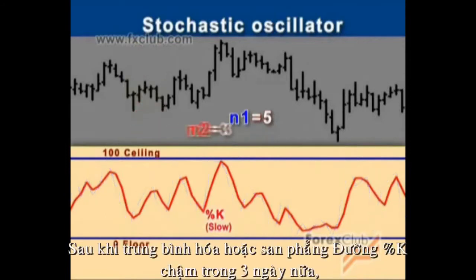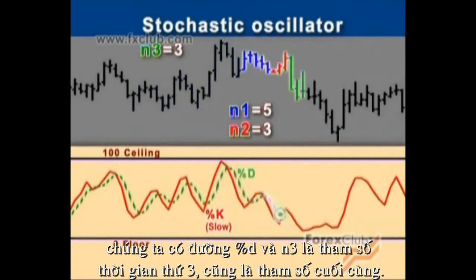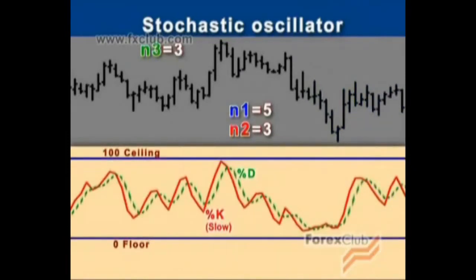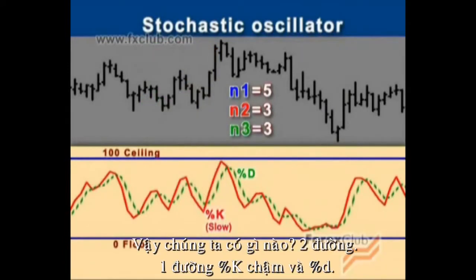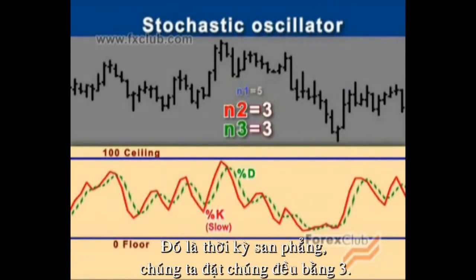And after averaging or smoothing the new percentage K line for 3 more days, we get a percentage D line, and the third and last time period, N3. We'll chart percentage D as a dotted line on the chart. And that's it. Plotted at last. So what have we got? 2 lines, a slow percentage K and percentage D. In addition to this, we have 3 time values. N1, 5 is the customary value, and N2 and N3, they're the smoothing periods. We've set them both at 3.